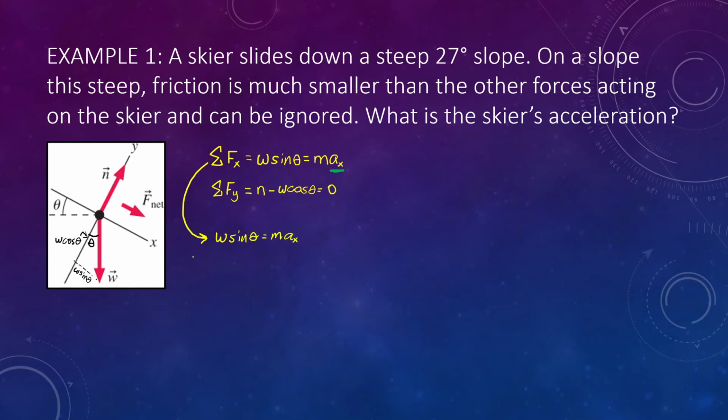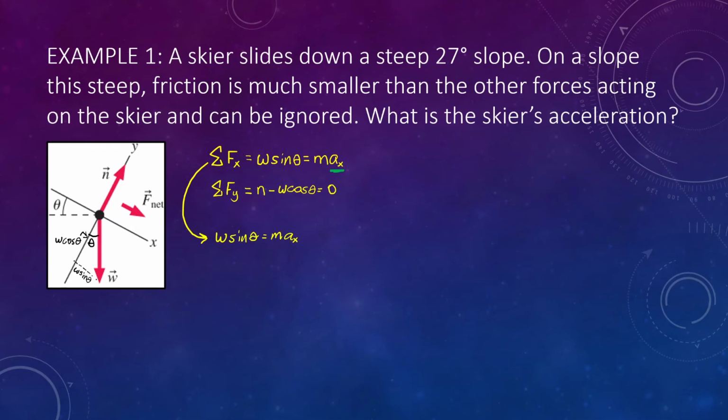So to solve for a, we would have to know everything else in this equation. We don't know the mass of the skier, and we also don't know the weight of the skier. But we do at least know the angle theta. But this seems like a big issue. We're solving for a, but we don't know two of the three terms in the equation.